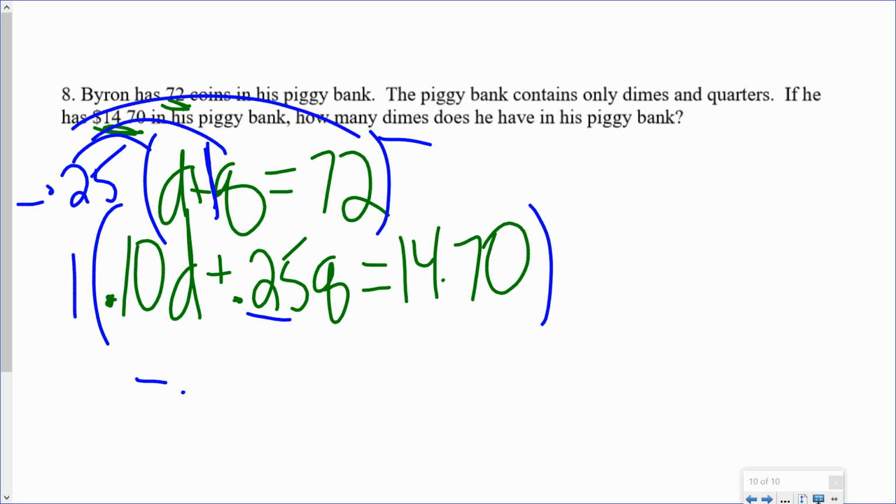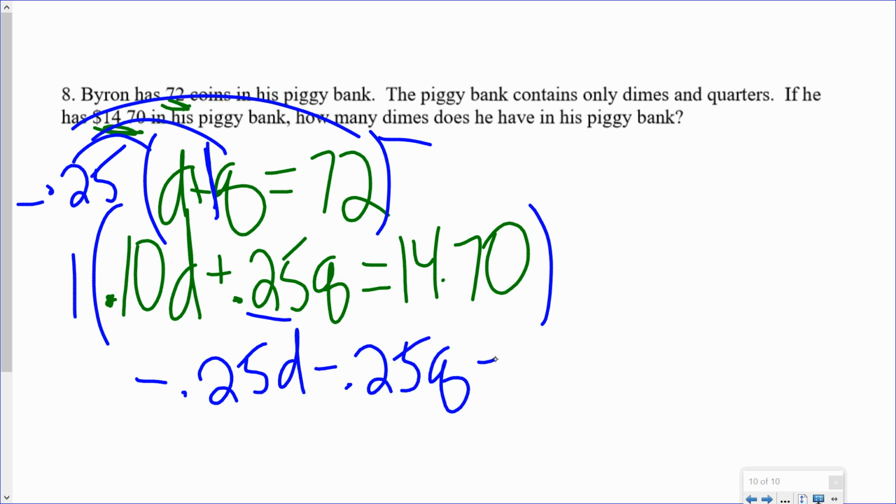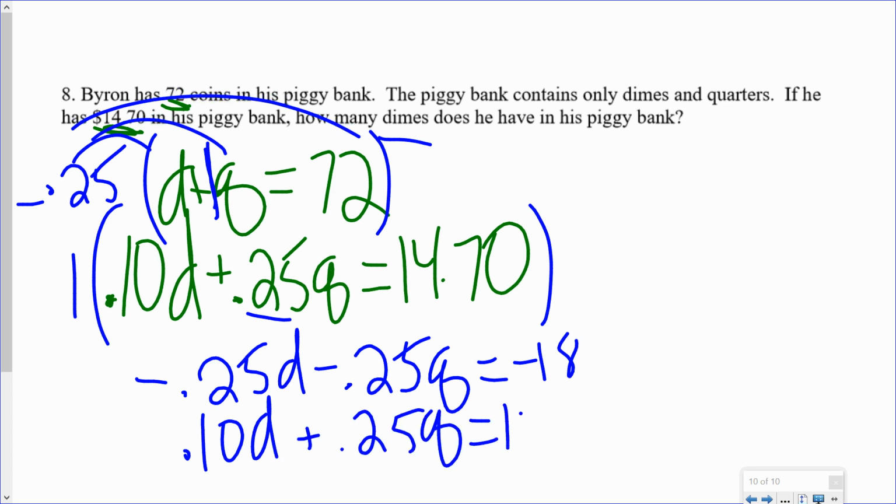I get negative 0.25D minus 0.25Q equals, I'm going to use my calculator for that, even though I could probably figure it out on my own. Negative 18. The other one is not going to change, so I'm multiplying by 1. And as you can see, when I add them together, my Q's are going to cancel.